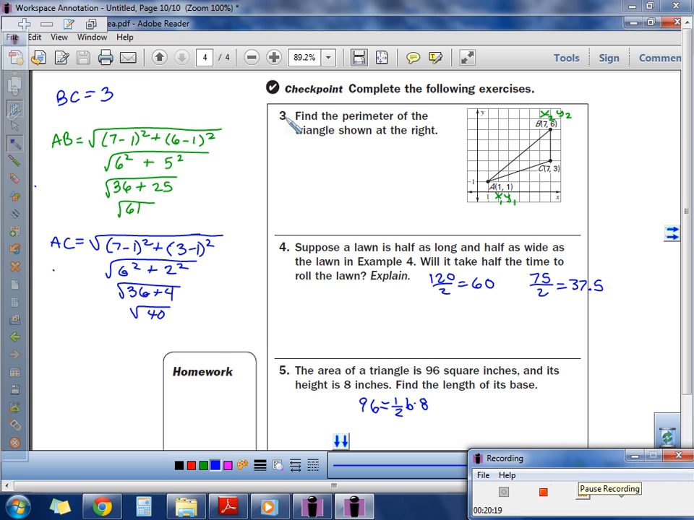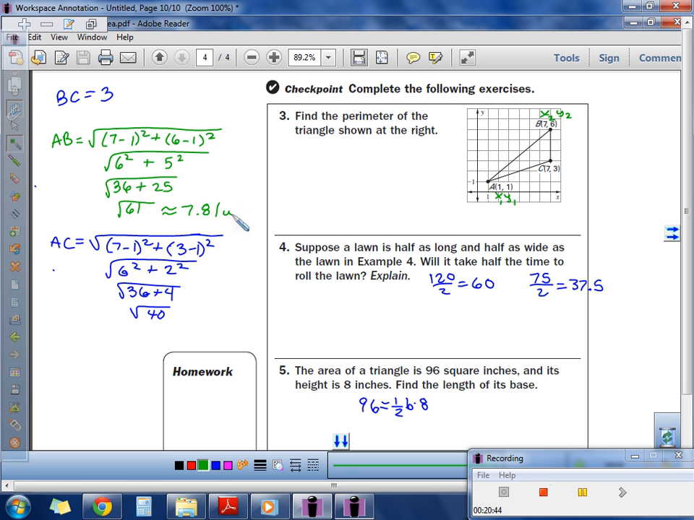On checkpoint number 3, it says find the perimeter of the triangle shown at the right. Remember, you can always count whenever you're along the grid, so that's 3 units. So I can say BC is 3. The other pieces, though, it'd be smart to label and then plug into your distance formula. So that's what I've done on the first one. And I got square root of 61. When that's rounded, what's it approximate to? What's the approximate answer? 7.81.